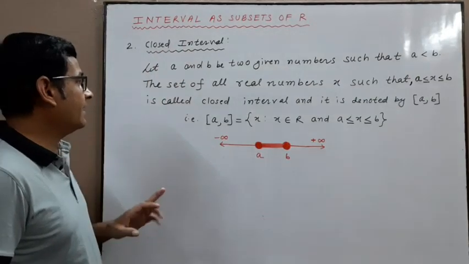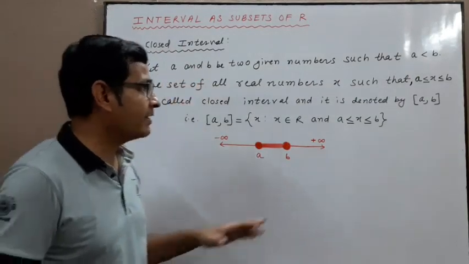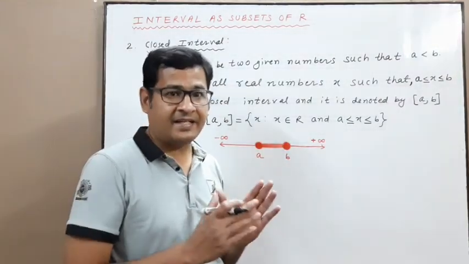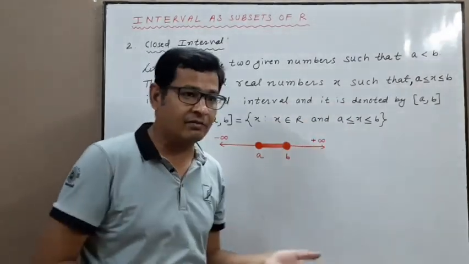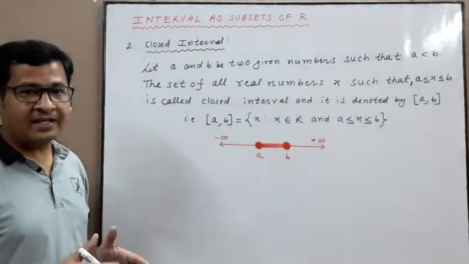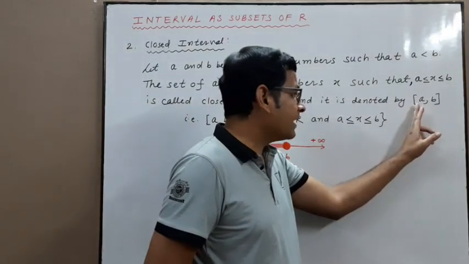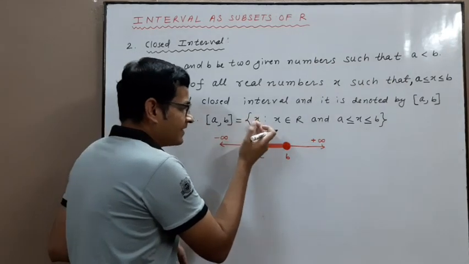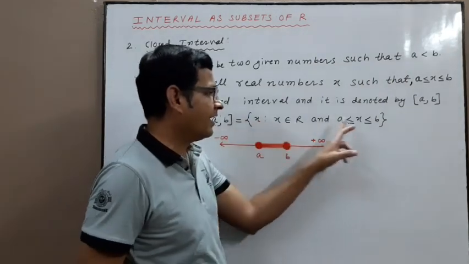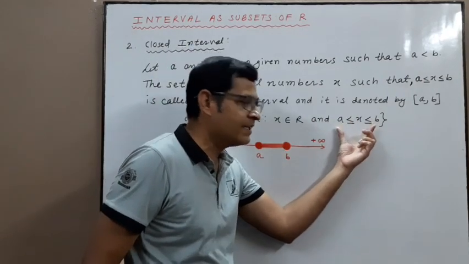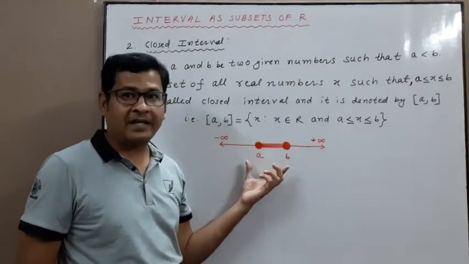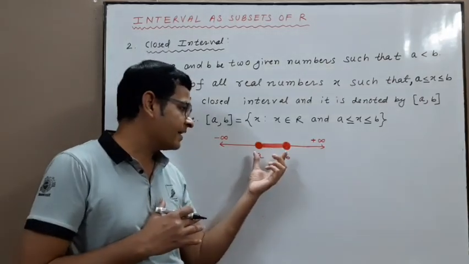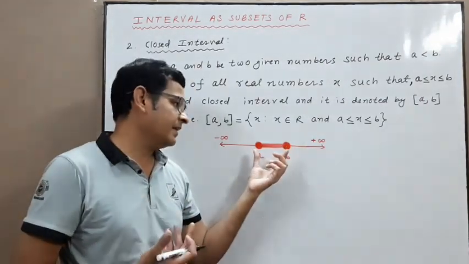Second point, closed interval. Let A and B be two given numbers such that A is less than B. The set of all real numbers X such that A is less than or equal to X, and X is less than or equal to B is called a closed interval, and it is denoted by [a, b] with big brackets. It is a set of elements X such that X belongs to the real numbers and X lies between A and B, this time including A and B. On the number line, a closed interval is denoted by two dark circles, and the portion between A and B is highlighted.